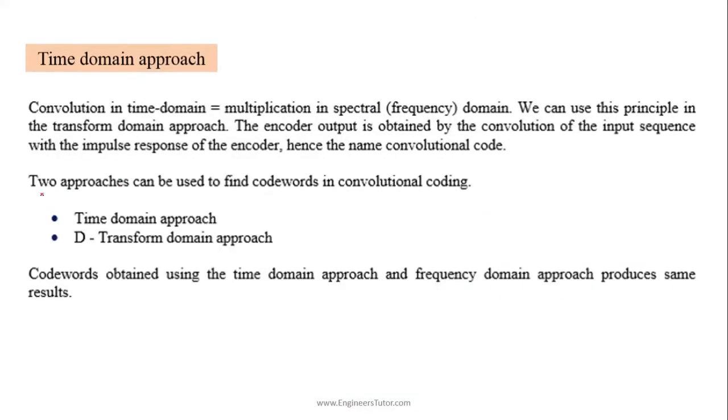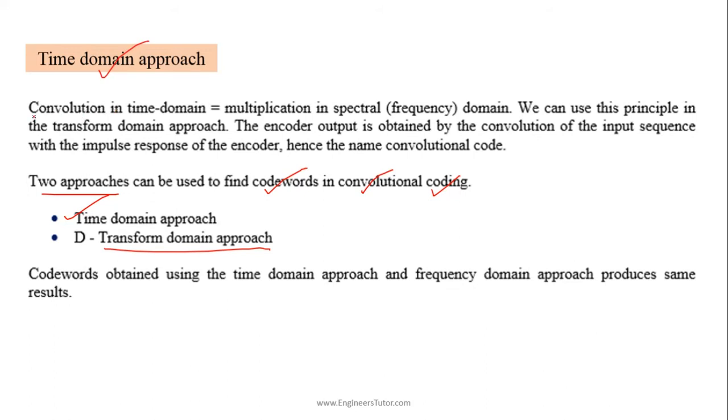Two approaches can be used to find code words in the convolutional encoding process. For a given convolutional encoder, we can use either a time domain approach or a transform domain approach. Also, we can find these code words, or output of the encoder, from state diagram, trellis diagram, and code tree diagrams. So in the time domain approach, how do we carry this out?